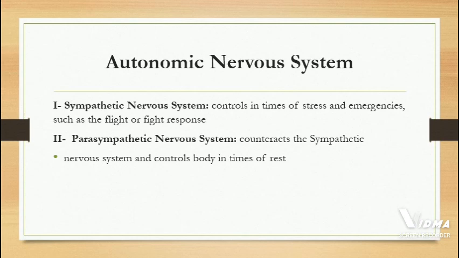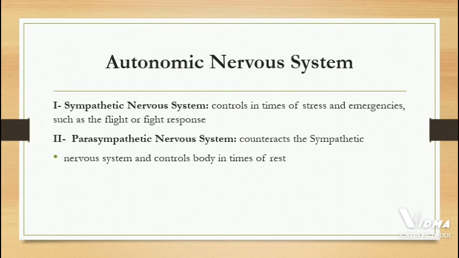So coming to the next slide, what is the autonomic nervous system? It is again divided into two types, that is the sympathetic nervous system and the parasympathetic nervous system. The sympathetic nervous system controls the body in times of stress, whenever you are in stress, like when you are fighting or running. And the opposite is the parasympathetic nervous system, which controls your body in times of rest, like when you are sleeping or sitting somewhere.